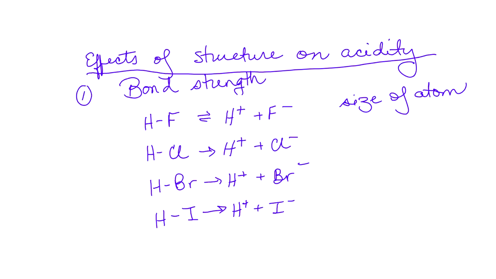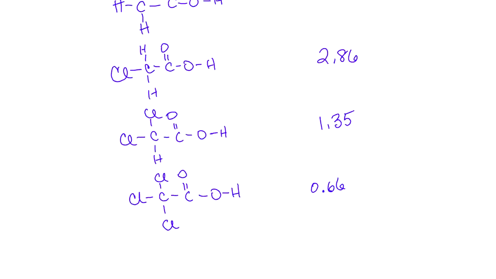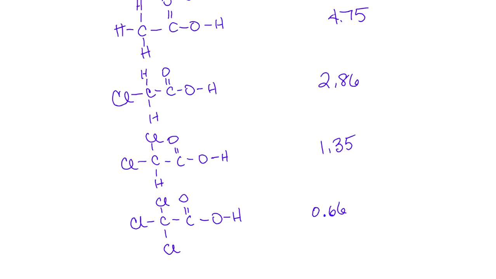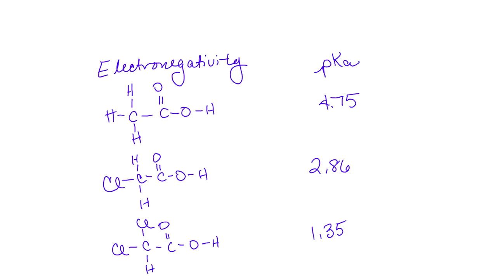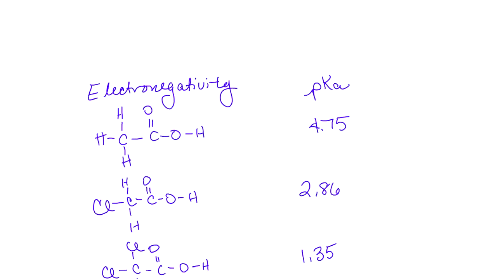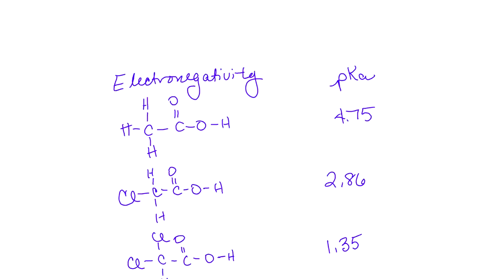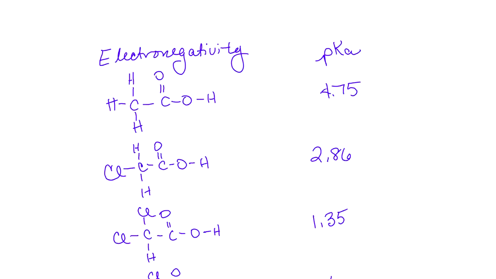What other factors can affect our acidity? We talked about bond strength, and that played a larger role for binary acids than electronegativity. But let's not ignore electronegativity. Electronegativity does play a large role. If we look at the first structure, acetic acid, the pKa of acetic acid is about 4.74, 4.75.